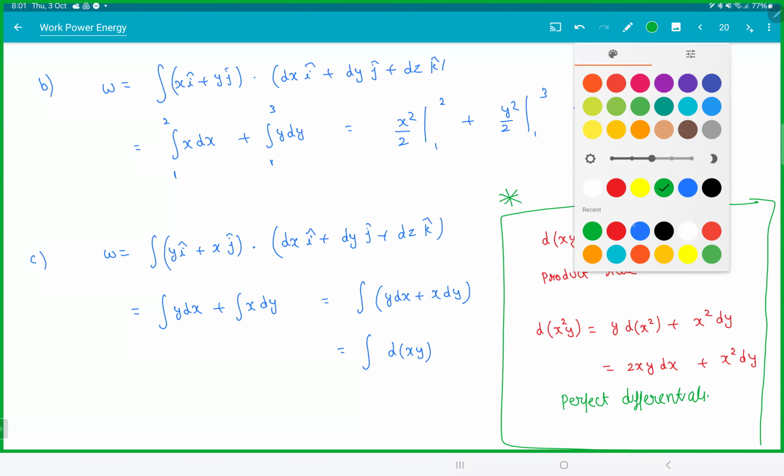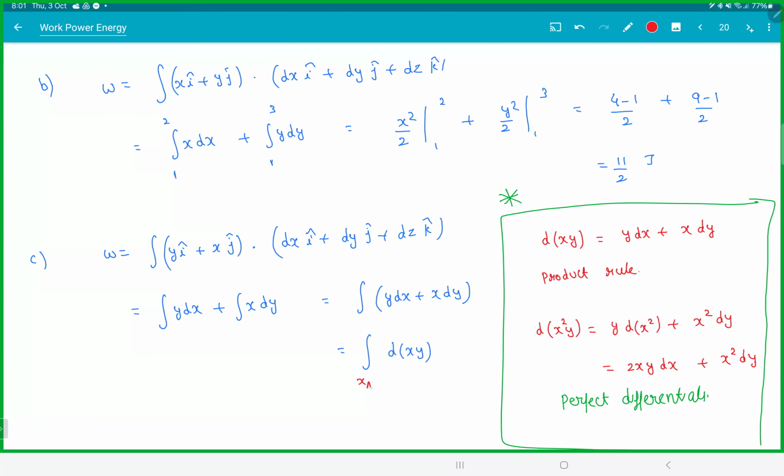So what will be the limits? So this will be xa, ya. This is xb, yb. You can't integrate y dx, you can't integrate x dy, but you can integrate them together. Are you getting what is happening? So I'm treating x into y like one single term. So xa into ya is 1 into 1, xb into yb is 6. So when you integrate this, you will end up with xy, whose limits are 1 to 6, which is 6 minus 1, which is 5 joules. This is how you solve these kind of things, perfect differentials.